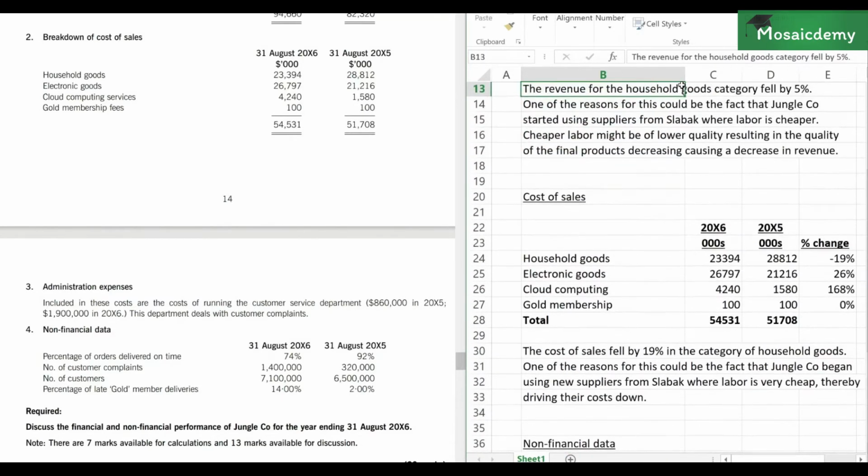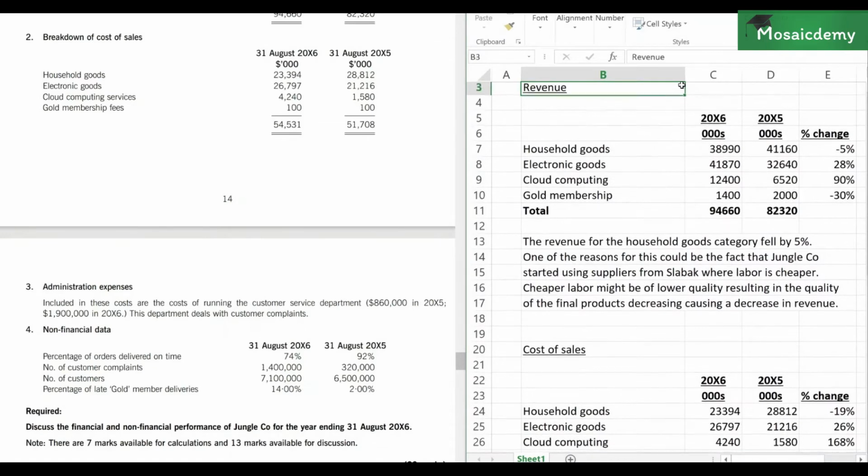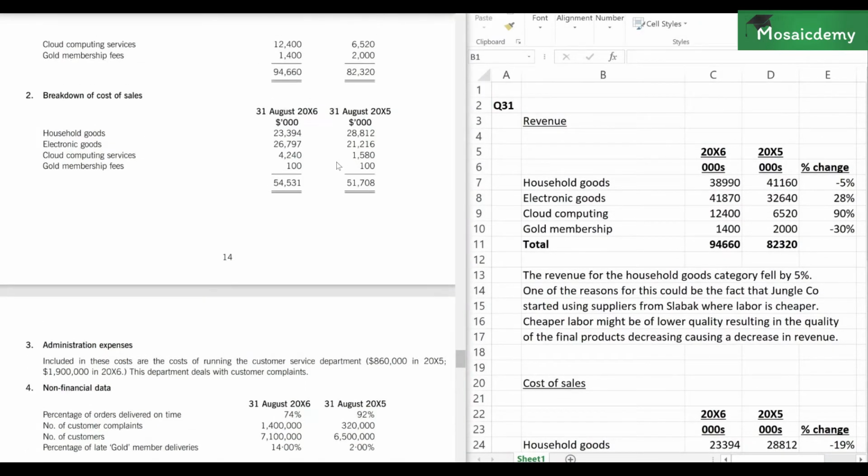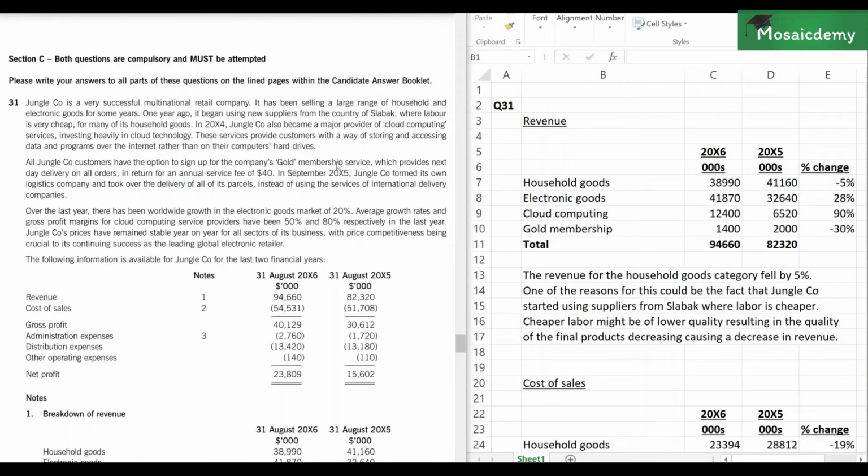Okay, so we've already built quite a few points and quite a few calculation marks. Let's proceed. Now let's just speed up a bit. So the next point we have is, after household goods, it says in 2014 Jungle Co became a major provider of cloud computing services by investing heavily in cloud technology, and cloud computing is one of their business segments, so we would expect a growth in that segment. These services provide customers with a way of storing and accessing data and programs over the internet rather than on their computer hard drives.